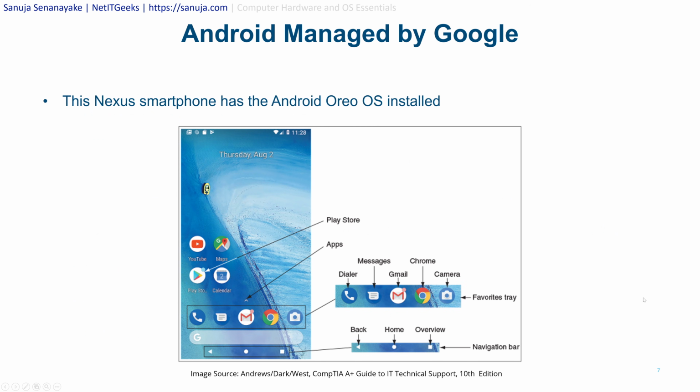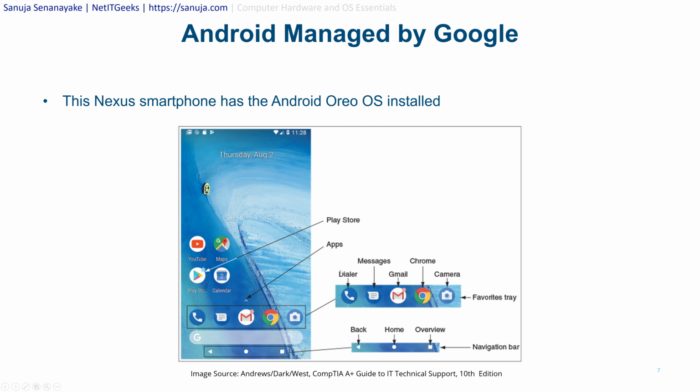So here's an example of a Nexus smartphone that has the Android Oreo operating system installed. Remember, it's an older version of Android, but this familiar configuration can still be seen on your Android devices running 12 or higher. You basically have a mostly touch-sensitive screen. Some Android devices may also have physical keyboards still available even in 2022. But typically it is a touchscreen, and you would have the Play Store where you get your Android apps, and you will have apps that can be put together on your screen.